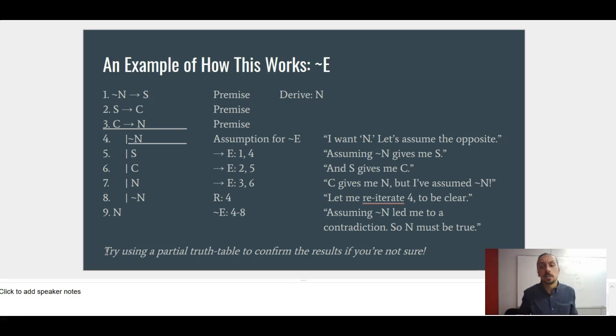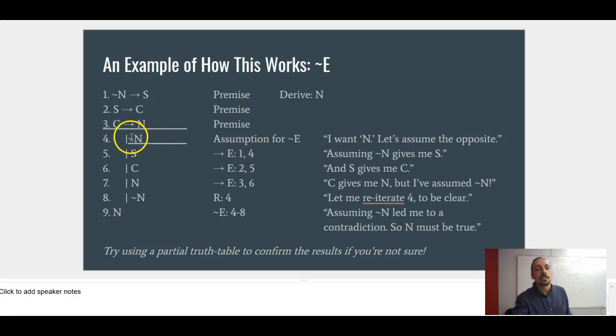So, for example, imagine on line 3 I had if C, then either N or Z. Then I could use conditional disjunction introduction, maybe. Maybe I'd have to work out that proof. I just wrote that. So I want N. Let's assume the opposite. Assuming not N gives me S from the conditional. It gives me C from the conditional. It gives me N, but I've assumed not N. Whoops, contradiction. Let's just make it explicit.